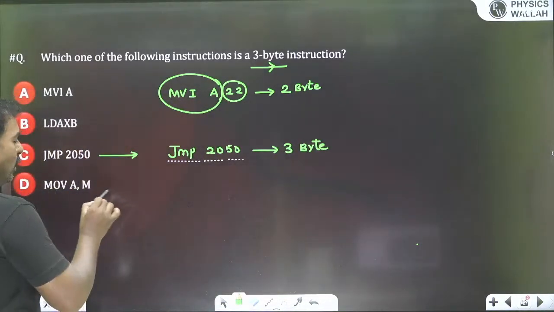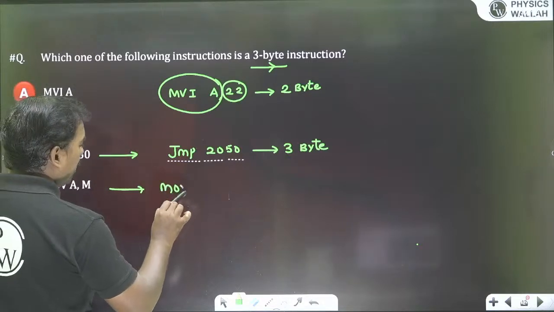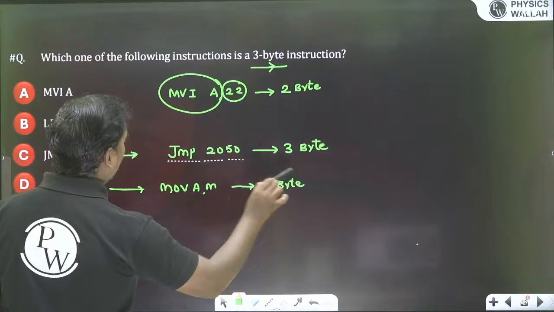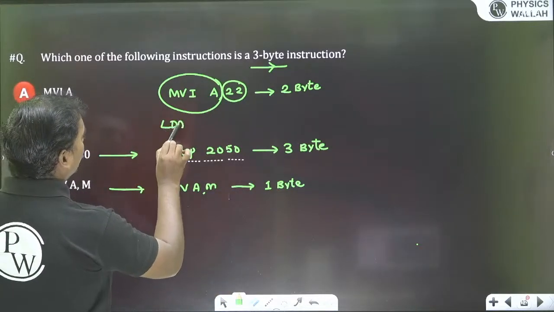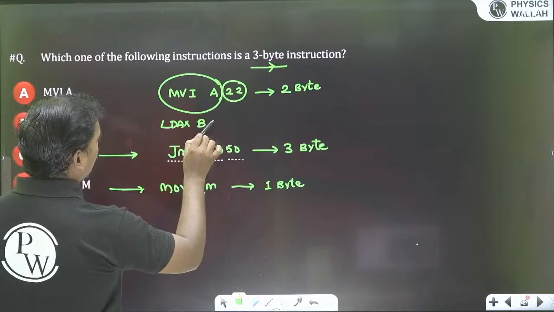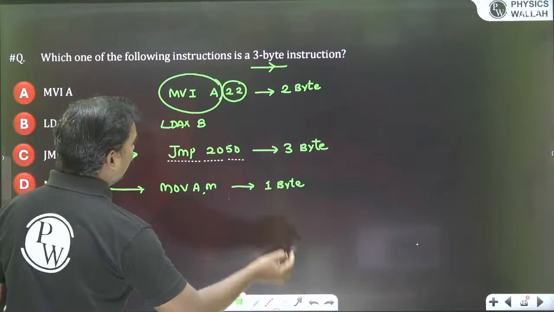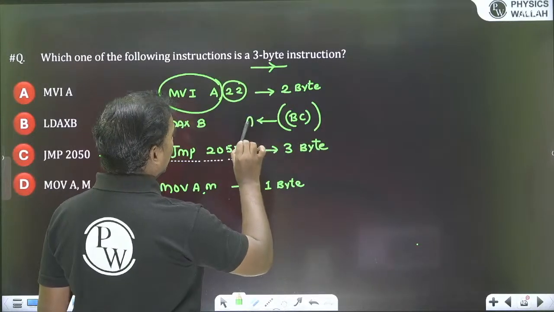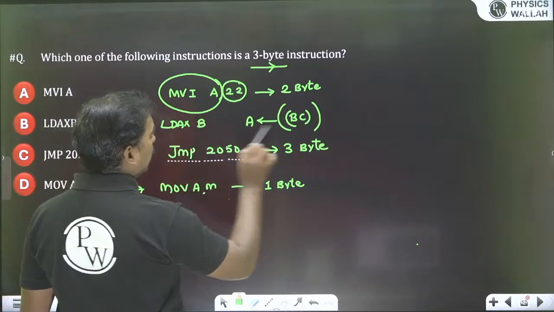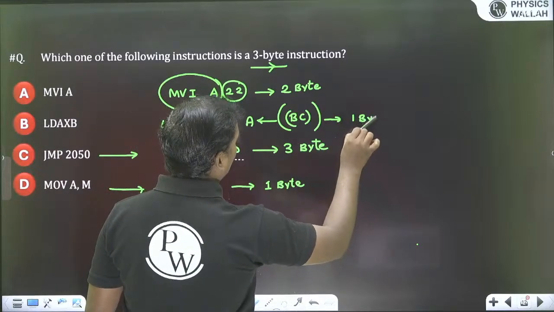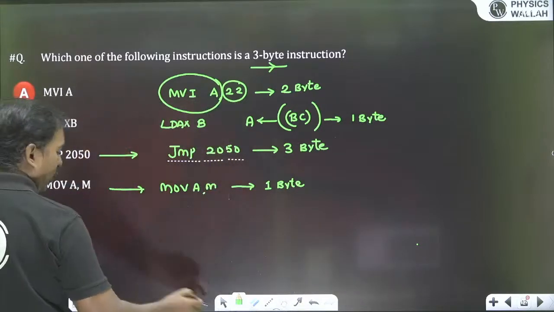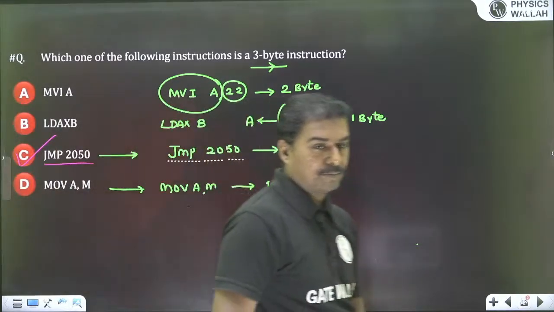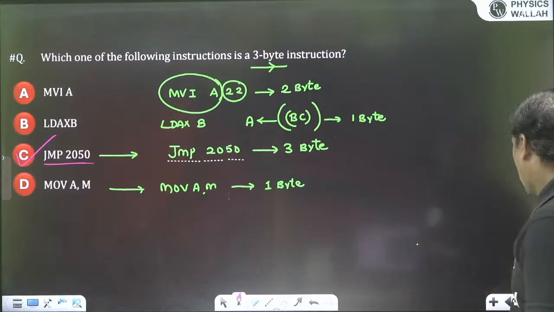These are register addressing modes: MOV A, B and MOV A, M. This is 1 byte. Next, LDAX B. The contents of the BC pair address will be moved into the A register. So this is also a 1-byte instruction. So the only 3-byte instruction option here is JMP 2050. JMP 2050 is the answer. Let us go for the next question.